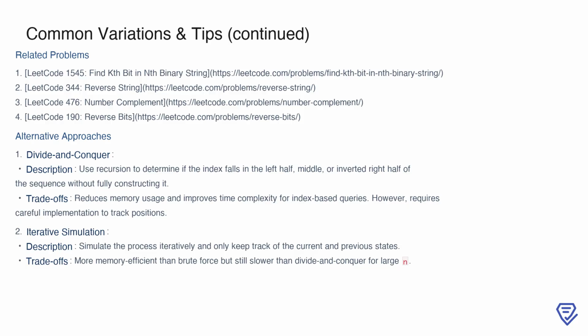Beyond these related problems, there are alternative approaches to solving the original problem. One such method is divide and conquer, where you determine whether the target index lies in the left half, the middle, or the inverted right half of the sequence. This approach minimizes memory usage and improves efficiency but requires careful bookkeeping to track positions.